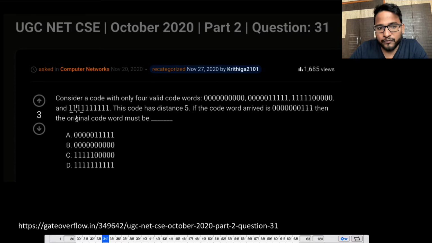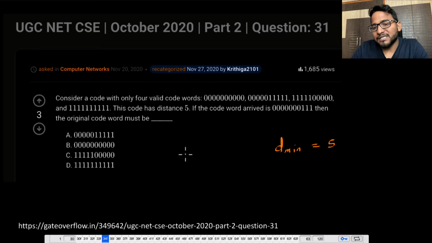Similarly, if you find the Hamming distance between this code word and any other code word, you will see a Hamming distance of 5, or maybe more than 5. You cannot see less than 5, because they have given that the minimum Hamming distance is 5. So let me write it: d minimum is 5, it is given to us. Now they are saying that if the received code word is this, then what could be the original code word? This is quite an interesting question.